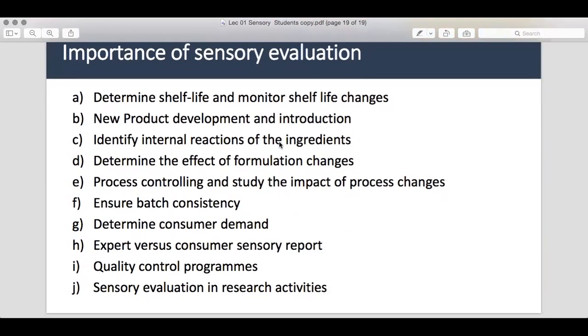So these are the importance of sensory evaluation. We have discussed a little bit. Now you have some other examples. Determine shelf life, new product development, identify the internal reactions. So that means internal reactions of the ingredients. So it means, so just take dal curry as an example.